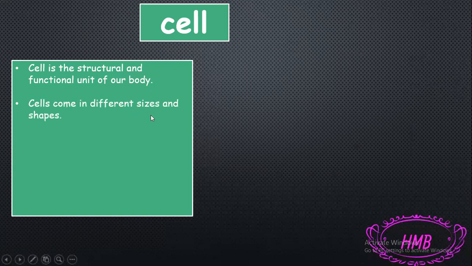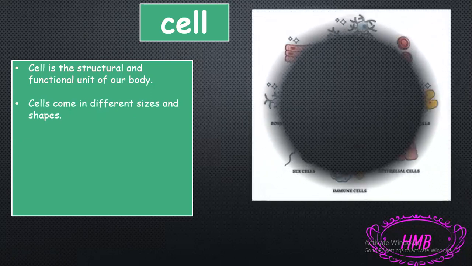Cells come in different sizes and shapes. Not all of my cells are the same size. Some are small, some are big. They are different in shapes. Some are star shaped, others are rectangular, others are round, and so on.